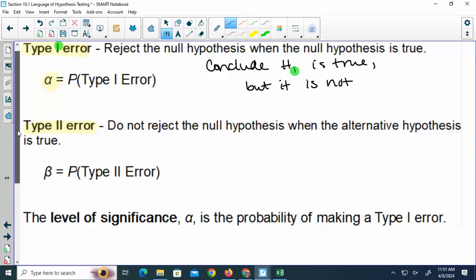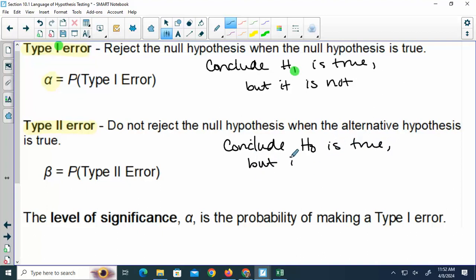Type 2 error: we do not reject the null, but the alternative was actually true. So in type 2, you are concluding your null is true, but it is not. Because both of them are an error. They're a mistake. You did something wrong.